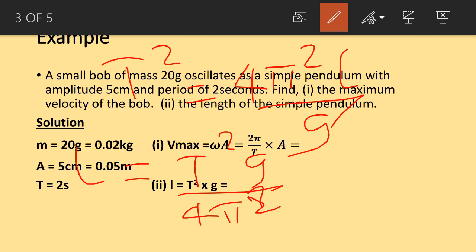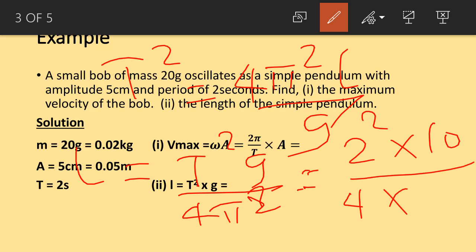Substituting values, our T is 2, so 2 squared times G, which is 10, divided by 4 times pi squared, where pi is 3.14. You can calculate that to give you your final answer, but we can say it is 80 over pi squared if I put it in terms of pi. You can send me your answer after making that calculation.